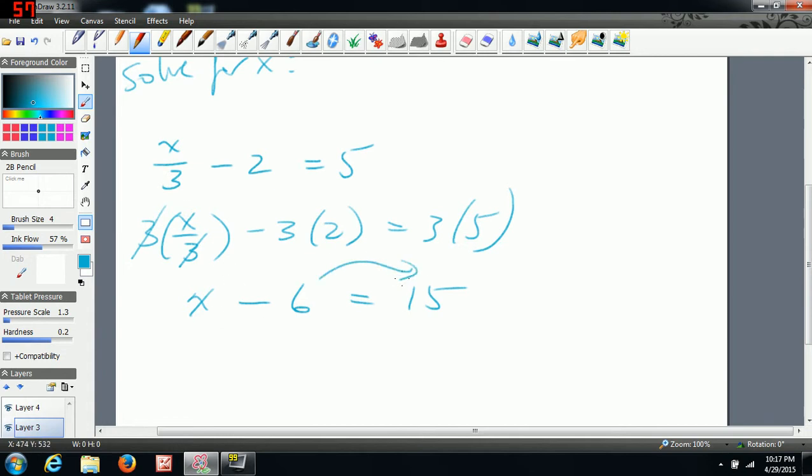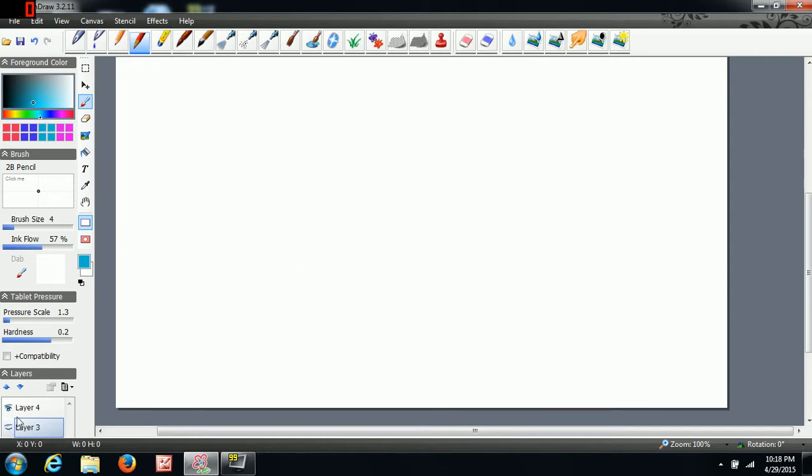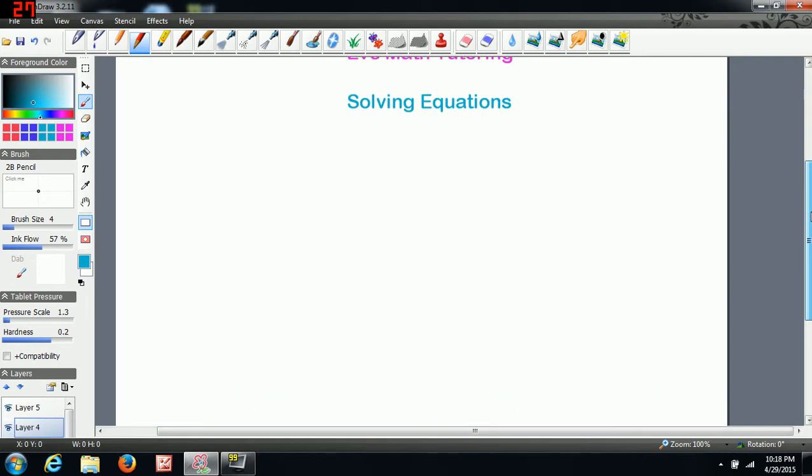And then at this point I could just move that over here. So that would be 15 plus 6. So x is equal to 21. Okay, so that would be my answer. Let's try a few more examples. So you had the following.